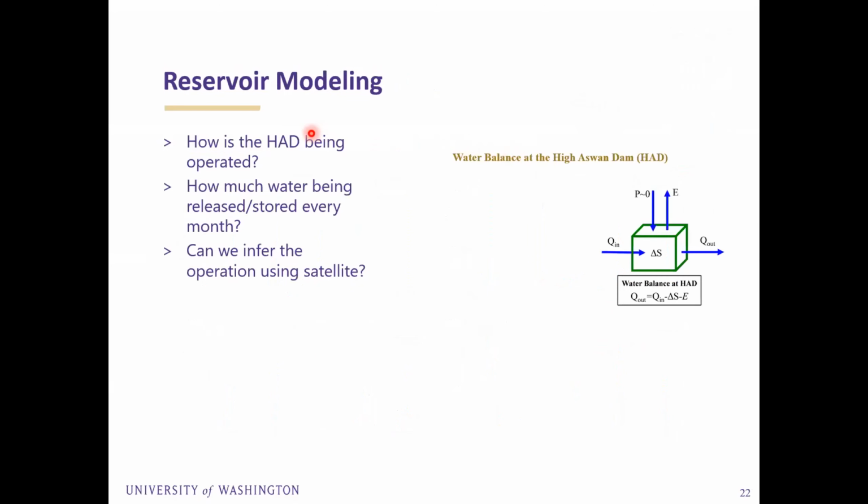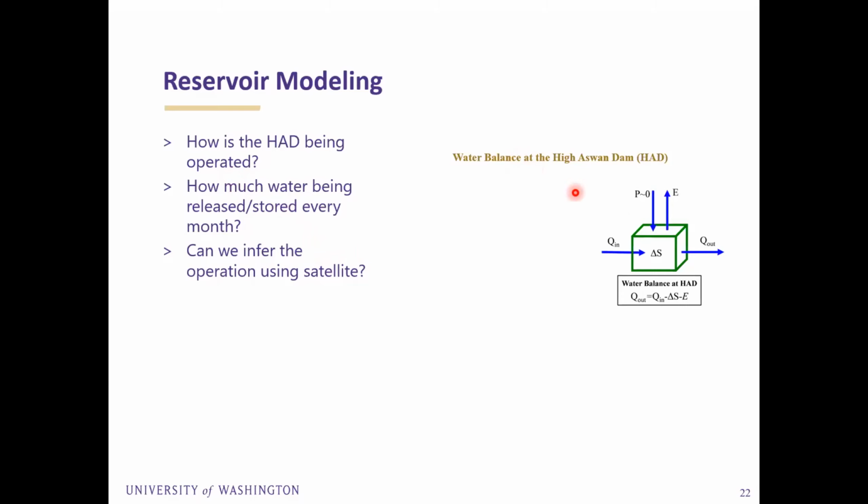So here's the reservoir modeling, where we use the water balance for the High Aswan Dam. Just to give you an idea of what I mean by reservoir modeling, it is asking the question: how is the High Aswan Dam being operated? Can we understand how it is being operated or not? This means how much water is being released or stored every month. Can we do that using satellites? And what is the skill of using satellites?